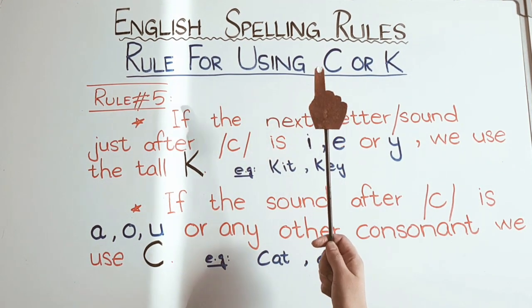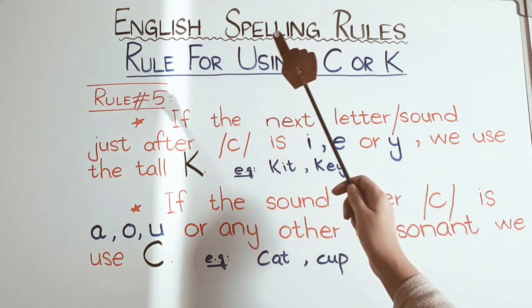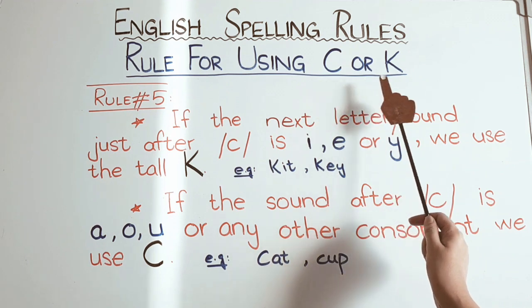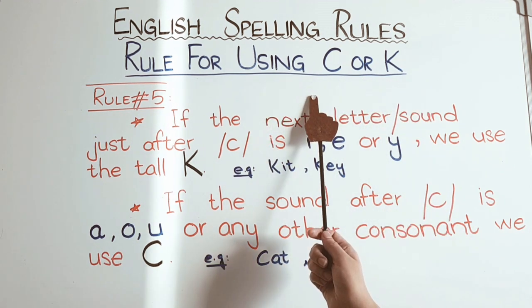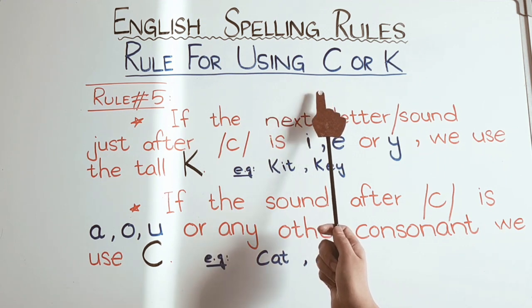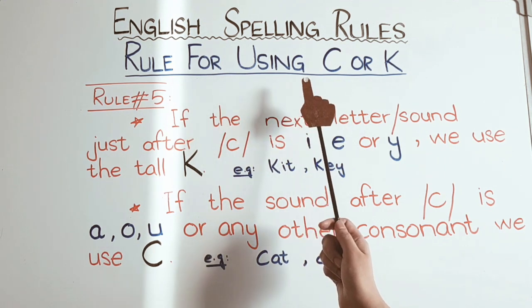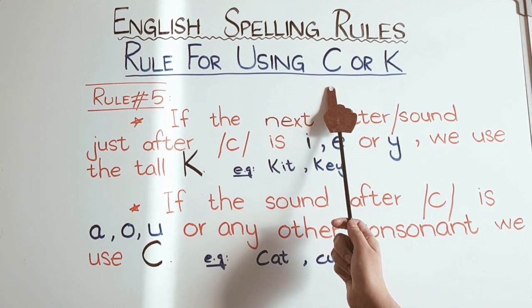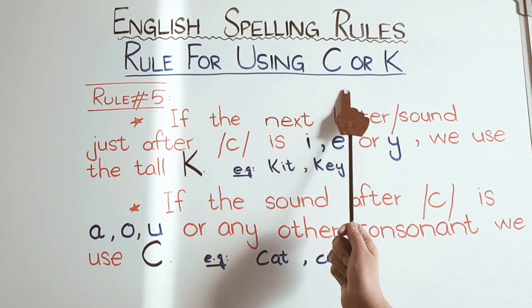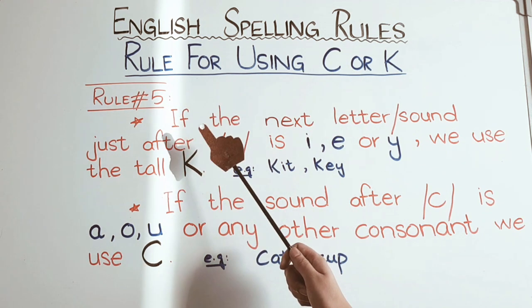In today's class, we shall learn another English spelling rule. This is the rule for using C or K. The sounds are K or K. Why is this rule important? If you encounter a new word with the K sound and you don't know which K to use, this or this, this rule will help you to make the decision wisely and correctly. So let's see what the rule says.